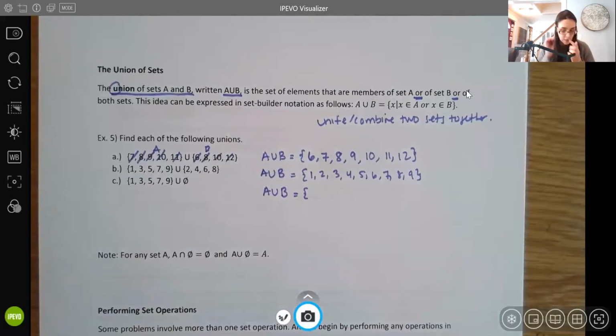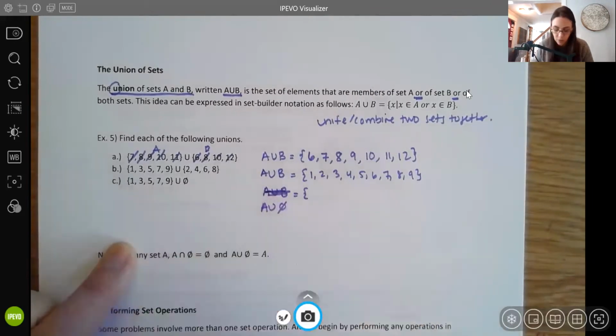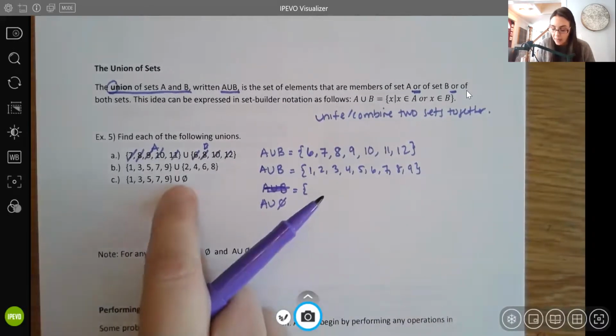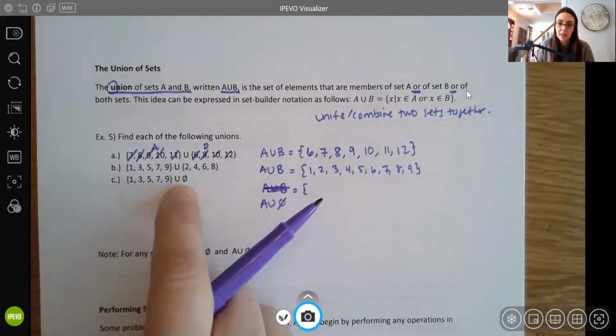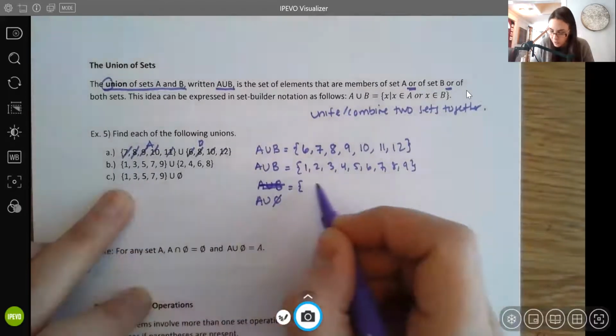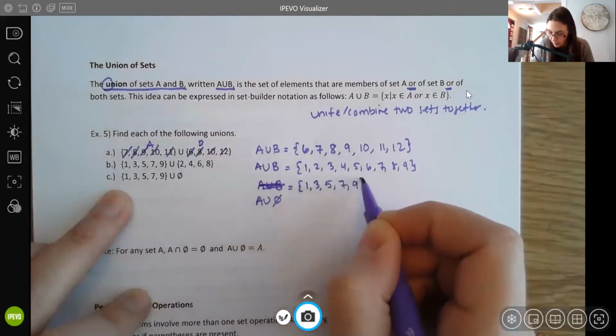And then for my last one here, again, this one looks a little bit different. I guess I should probably write it like this, right? A union the empty set, since we know specifically what we're looking at here. Now we're uniting these two sets together, but the empty set doesn't have any elements in it. So it's not going to contribute to the union. So I'm just going to list the 1, the 3, the 5, the 7, and the 9.